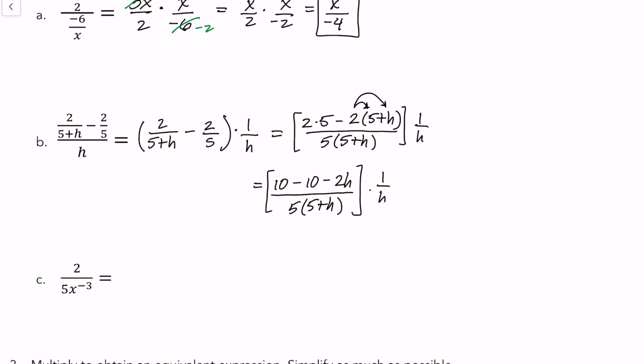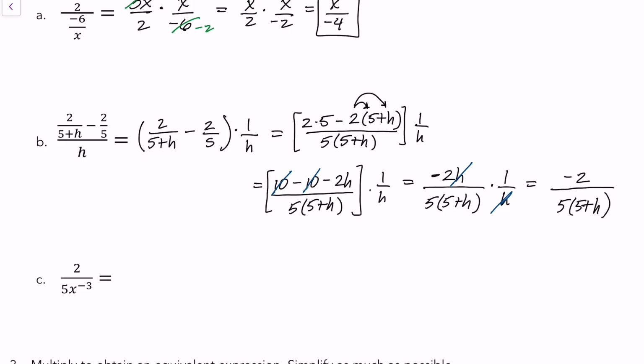And now notice that we have 10 over here and 10 over here. We're subtracting them from each other. So this simplifies as negative 2h divided by 5 times 5 plus h, times 1 over h. And now we have an h over here and an h over here, so we can cancel those. And all we end up with is negative 2 divided by 5 times 5 plus h. Okay, and that is our solution.